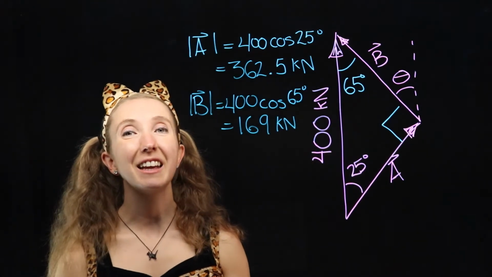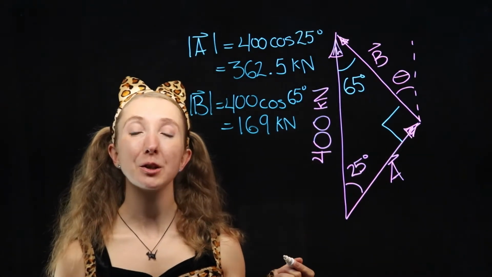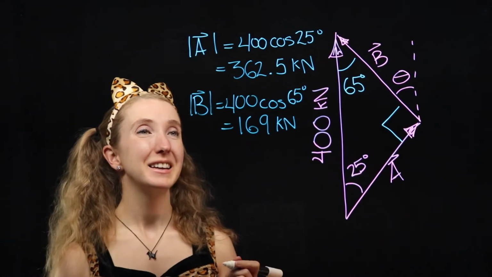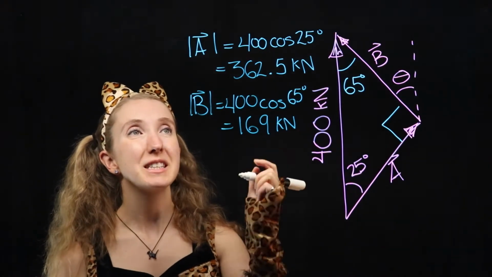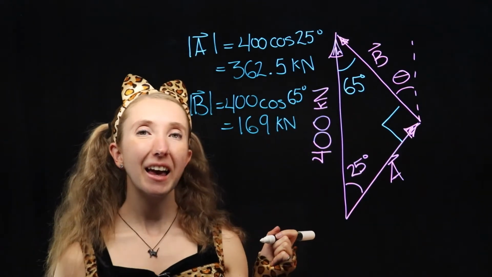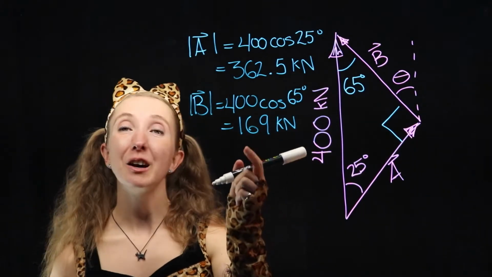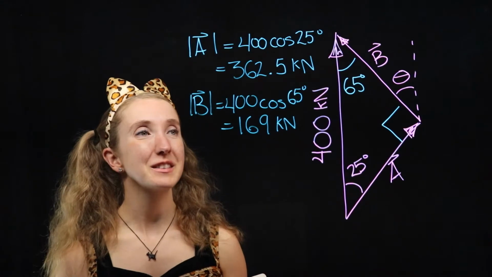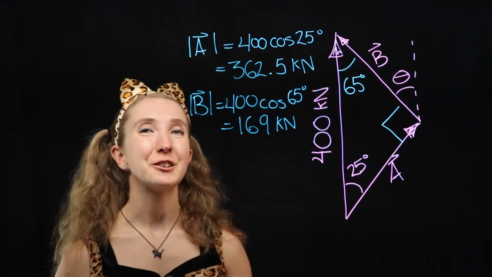And we find that in order to keep the pumpkin from turning pi into pumpkin pie, we must pull with a force A of 362.5 kilonewtons and a minimum force B of 169 kilonewtons, oriented as shown.